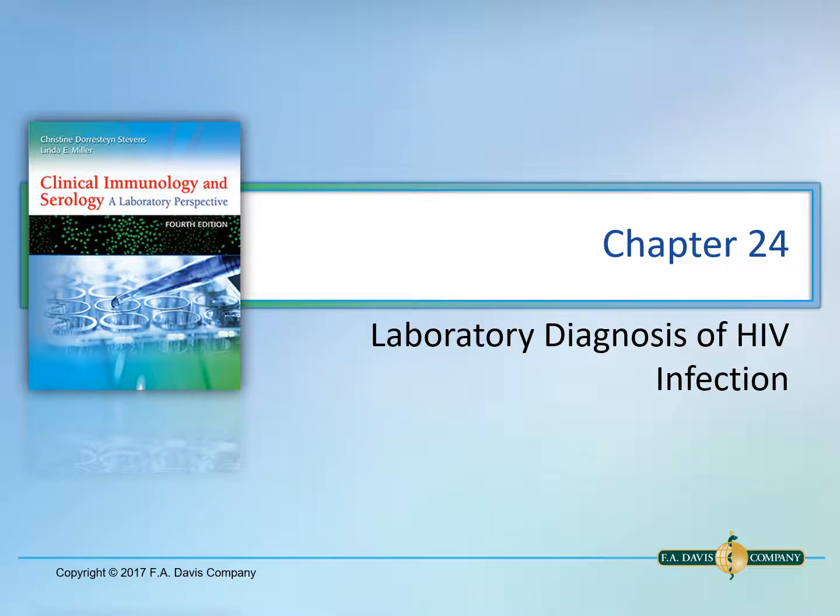Chapter 24 of your Immunology textbook covers laboratory diagnosis of HIV infection. So previously in Chapter 19, we talked about the various primary immunodeficiencies, which are inherited disorders. This chapter covers one of the major causes of secondary immunodeficiencies, HIV. So we'll be discussing the course of HIV infection and how to diagnose it.